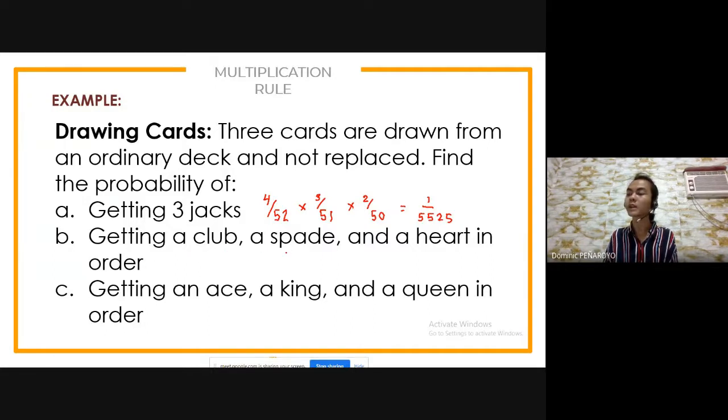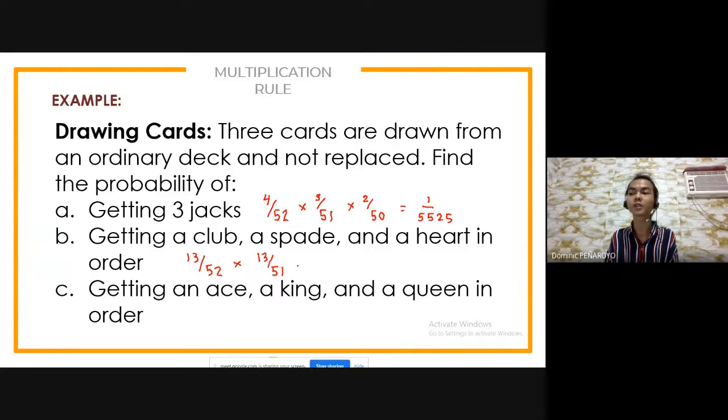Getting a club, a spade, and a heart. So what is the probability of getting a club on the first draw? So ilan bang club meron tayo? So you have 13 over 52 times a spade. So on the second draw, what is the probability of getting a spade? Okay, so the probability of getting a spade is also 13 over, pero since yung unang binunot natin, hindi na natin binalik, so mababawasan ng isa yung card. So magkakaroon na lang tayo ng 51.